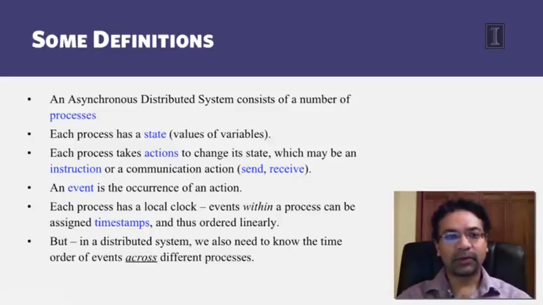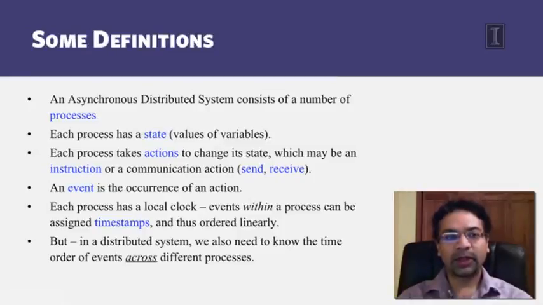So some definitions before we proceed. An asynchronous distributed system consists of a number of processes. Processes is the plural of process, and each process is what you might normally imagine a process is. It consists of its own code, its own heap, its own program counter, its own stack, its registers, and so on and so forth. All of these put together count as a process's state. This includes the value of its variables and everything else.